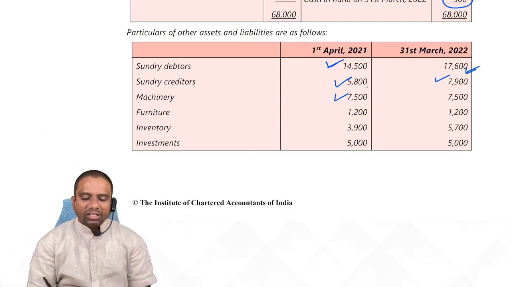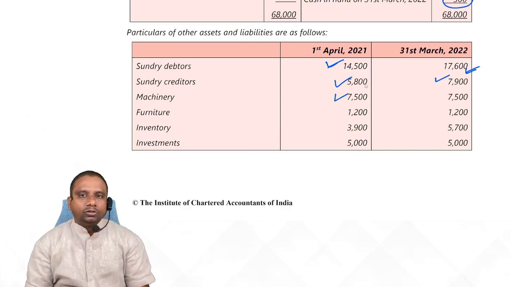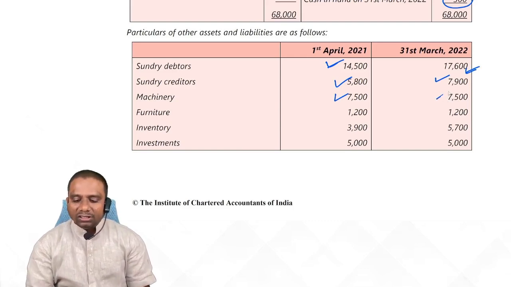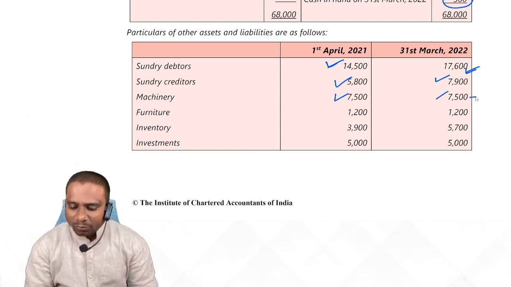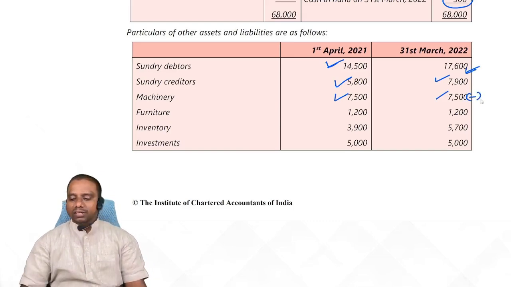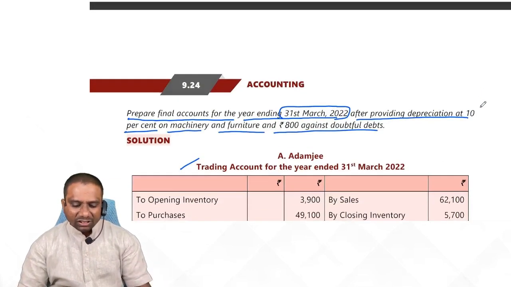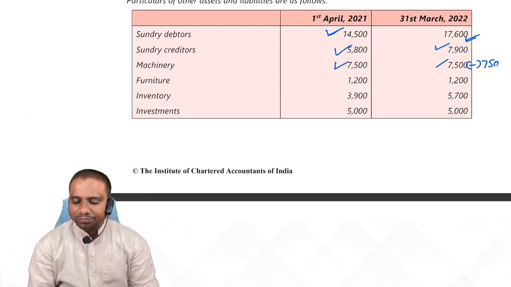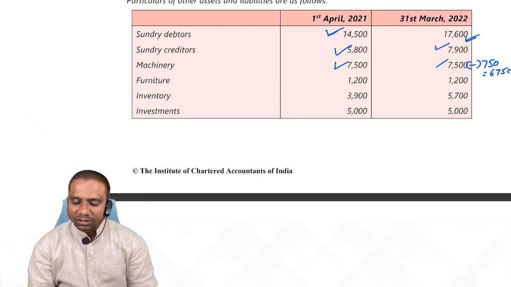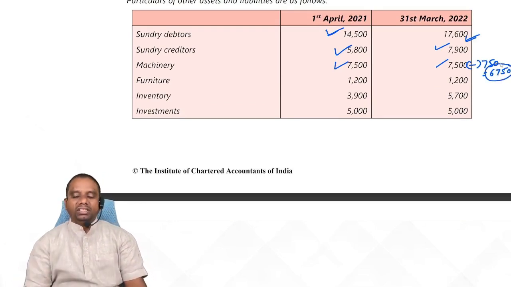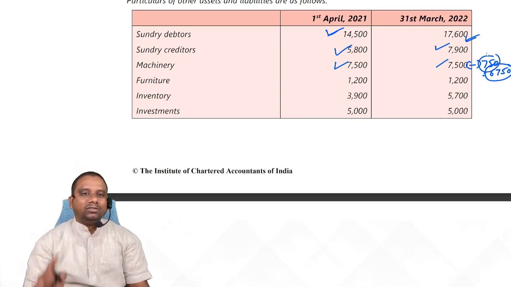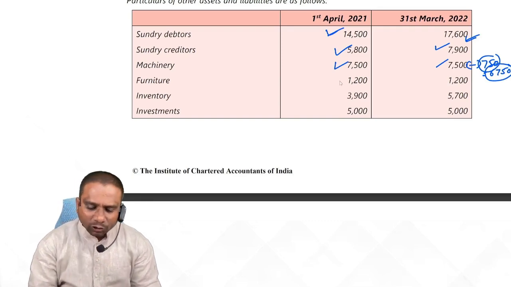Next one, machinery also same. Opening balance sheet asset, closing balance sheet also asset. But at the time of writing 7,500, they said depreciation is 10%. So minus depreciation 750 is equal to 6,750 rupees. We have to show this in the balance sheet, and this 750 rupees is shown on the debit side of P&L account.